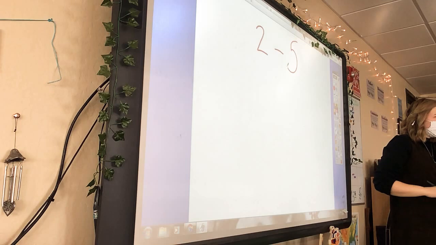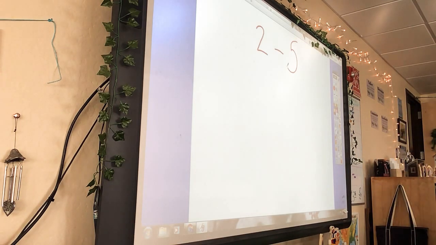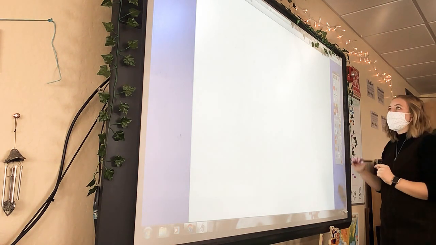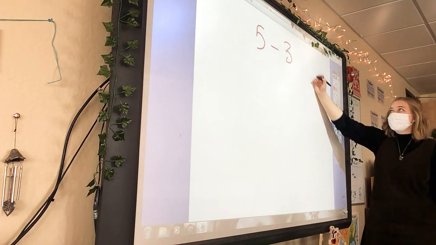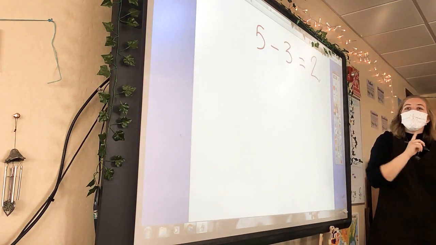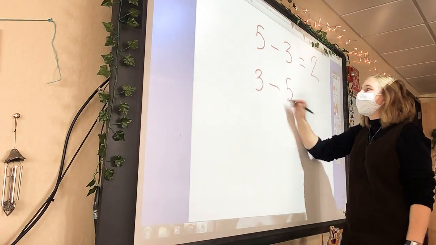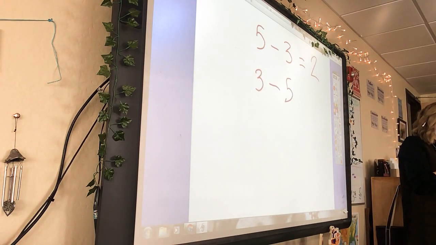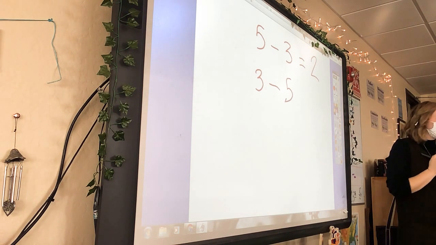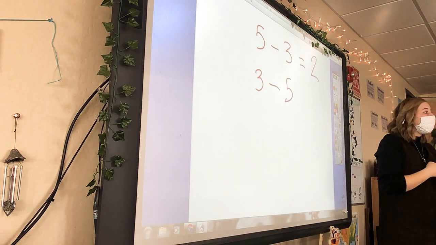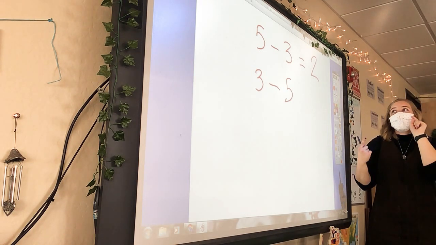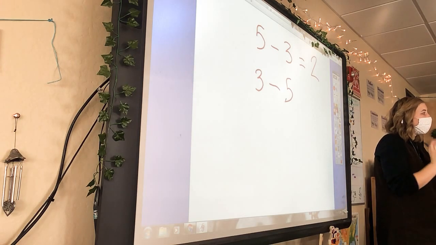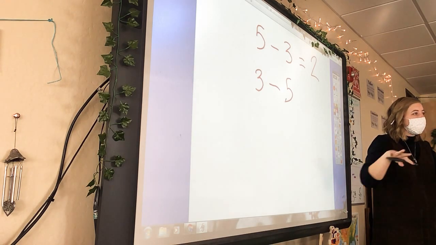We also know that the order of subtraction matters. So, for example, with those same numbers, what do I get with 5 minus 3? 2. But if I were to do 3 minus 5, would I get a different answer? Yes. You guys don't know what that answer would be yet, and that's fine. But bottom line, we know that we have to subtract the smaller number from the bigger number, always.